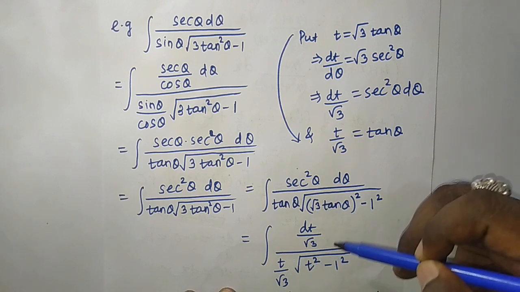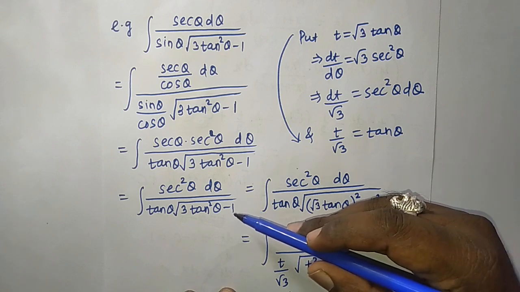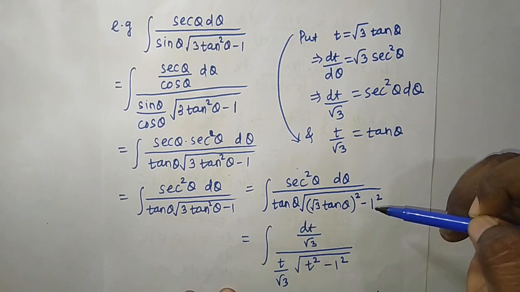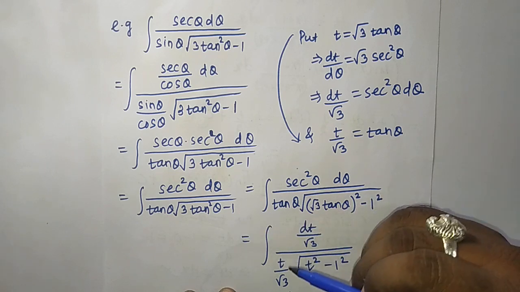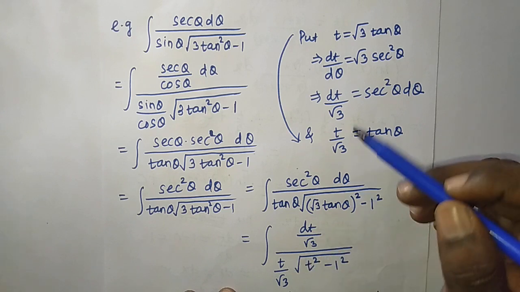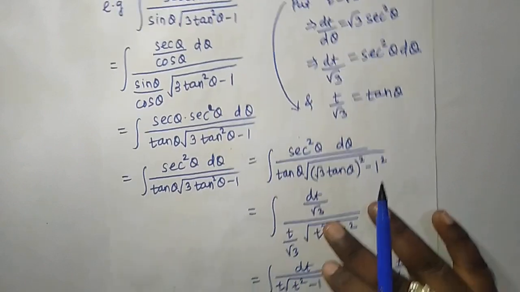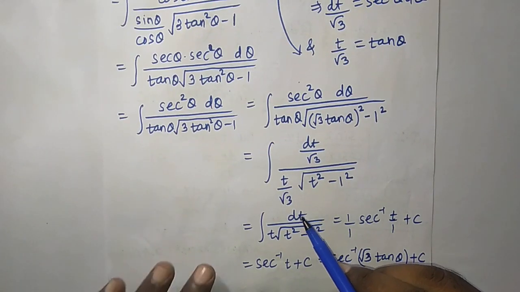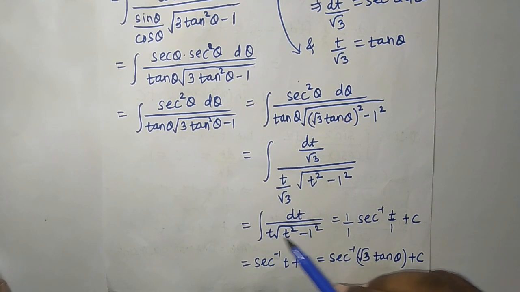So here write t square, and here 1 is there. 1 means what? 1 square is equal to 1. So in place of 1 I can write 1 square. So here what we have got? dt by root 3 divided by t by root 3 into root over of t square minus 1. Okay, now this root 3 terms will be cancelled out. So here what you have got? We have got dt by t into root over of t square minus 1.